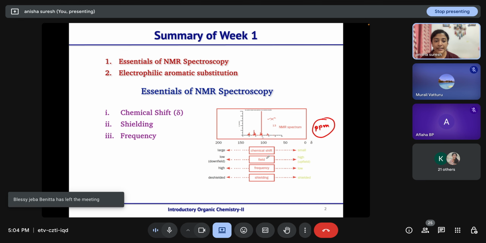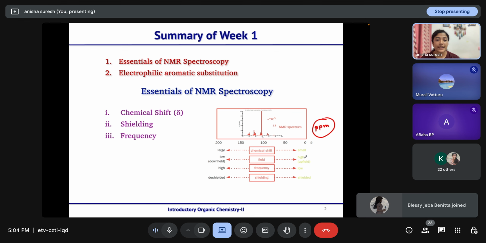And when we are discussing the field, this region, that is the right hand side, is called upfield, and the left hand side is known as downfield. And when we are talking about the frequency, when it is coming towards the right hand side, that is towards 0, the frequency will be lower. And when it is coming towards the left hand side, that is towards 200, the frequency will be higher.